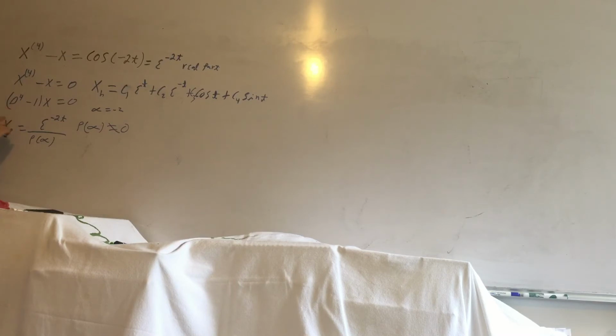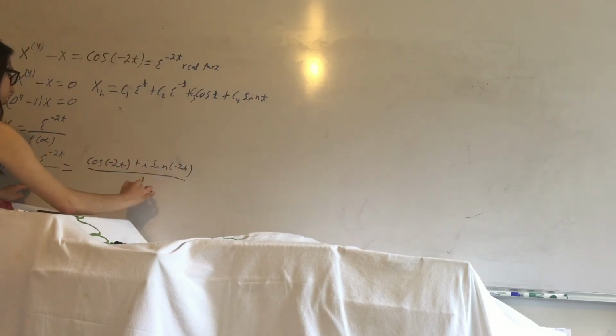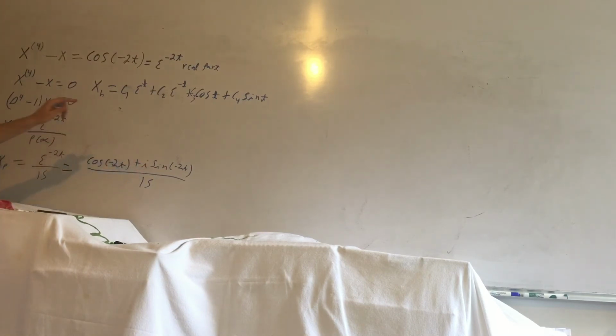Here we have minus 2 to the 4th power minus 1. This is 16 minus 1, so 15. The polynomial of alpha is 15. It is not 0, so we can use this formula. The particular solution is e to the minus 2t over 15. Now I could say this is cosine of minus 2t plus i sine of minus 2t over 15. So here I have the real part and the imaginary part. Since the right side is cosine of minus 2t, I need to take just the real part, that would be cosine of minus 2t over 15.